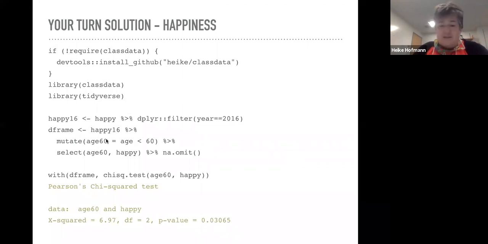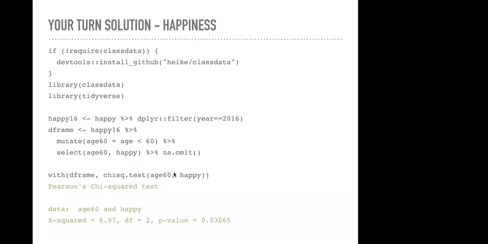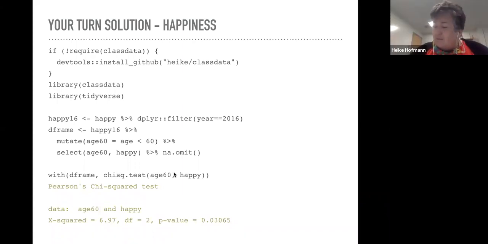that we'll call age 60, as age is less than 60. And for the moment, I don't want to deal with any kind of missing values, so I'm leaving those out. Then we can run a chi-square test by just giving the chi-square test function the 2 variables that we want to test on, age 60 and happy. If we look at the frequency breakdown, we'll come up with the table that you've seen before.